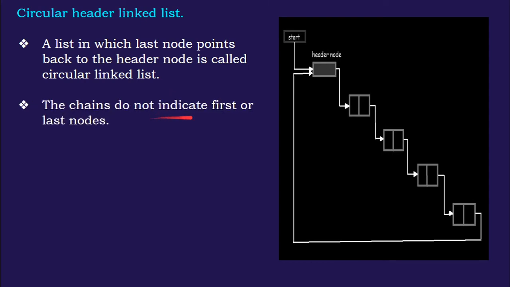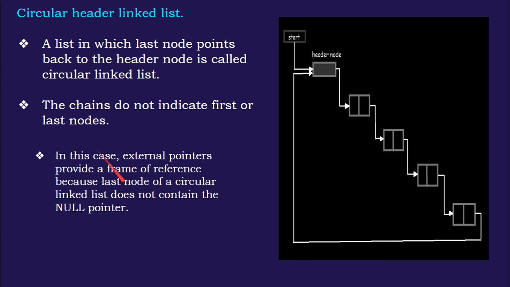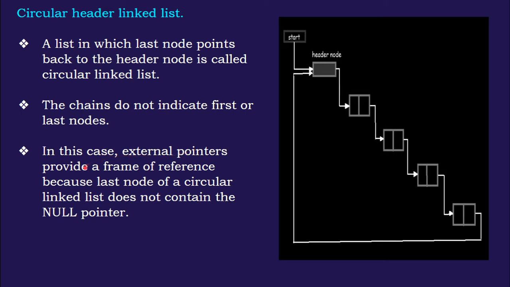The chains do not indicate the first or the last nodes. That means the chain directly points to the header node. In this case, the external pointers provide a frame of reference because the last node of a circular linked list does not contain the null pointer.